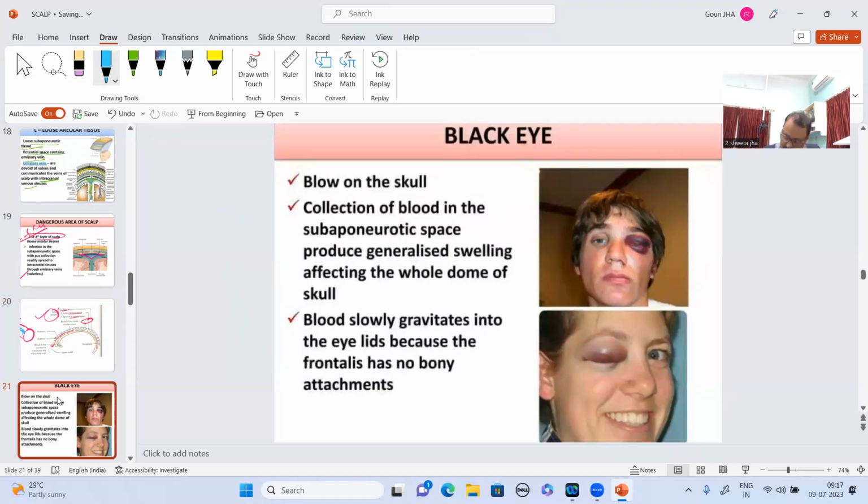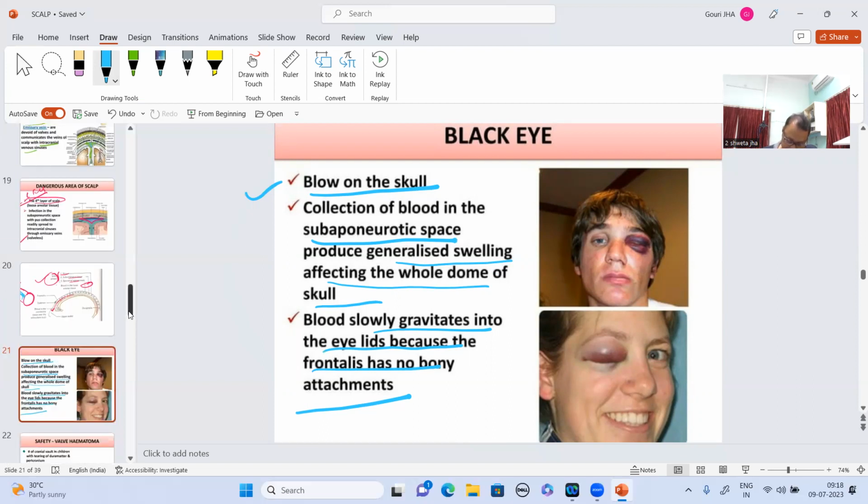A blow on the skull causes a collection of blood in the subaponeurotic space and produces a swelling affecting the whole dome of the skull. The blood slowly gravitates into the eyelid because the frontalis has no bony attachment. If it had a bony attachment, the blood could not extend below it. But since it does not, there is a potential space below, and through that space the blood comes to the eye region and produces black eyes.